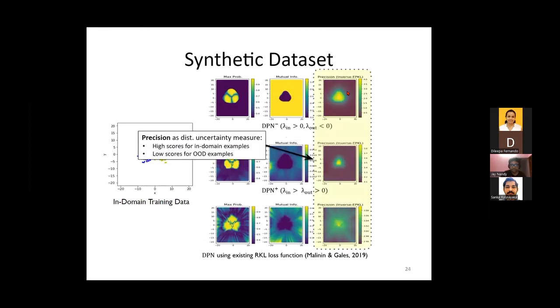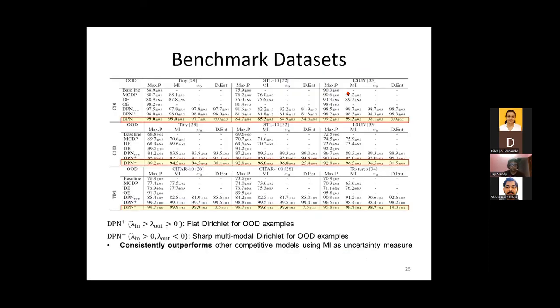So these are the three examples, and finally we show the example on real world CIFAR-10, CIFAR-100, and Tiny ImageNet datasets, and we show that our model consistently outperforms the existing model when we are choosing the mutual information as the OD detection metric.